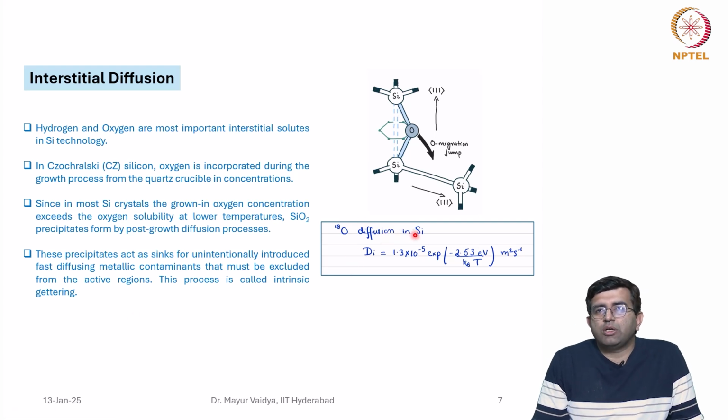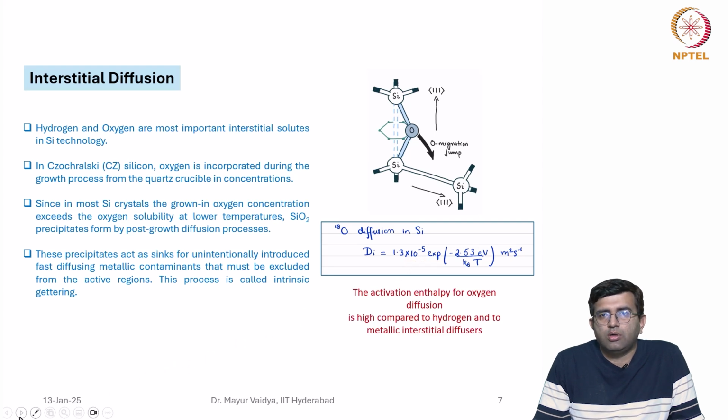So, oxygen diffusion in silicon is given by this expression, with an activation energy of 2.53 electron volt, and here this is the pre-exponential factor. The activation enthalpy for oxygen diffusion is higher compared to hydrogen and to the metallic diffusers. This is because of the steric hindrance that is involved in oxygen migration.